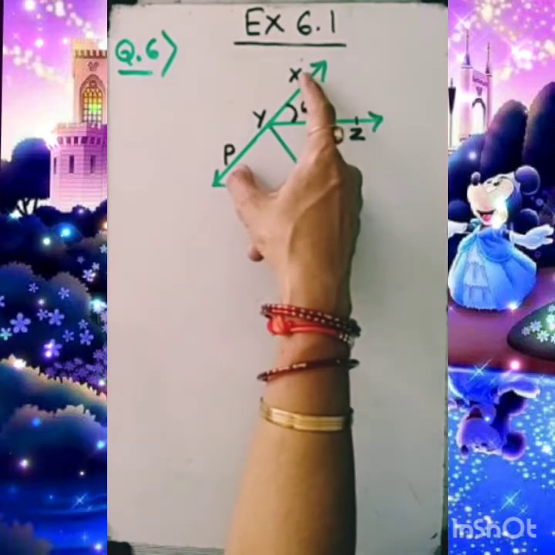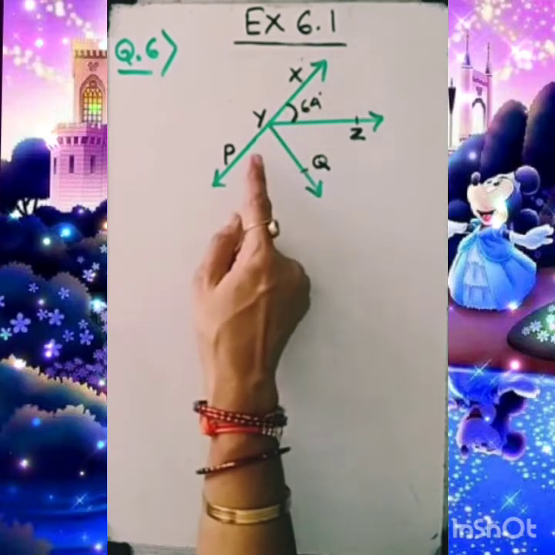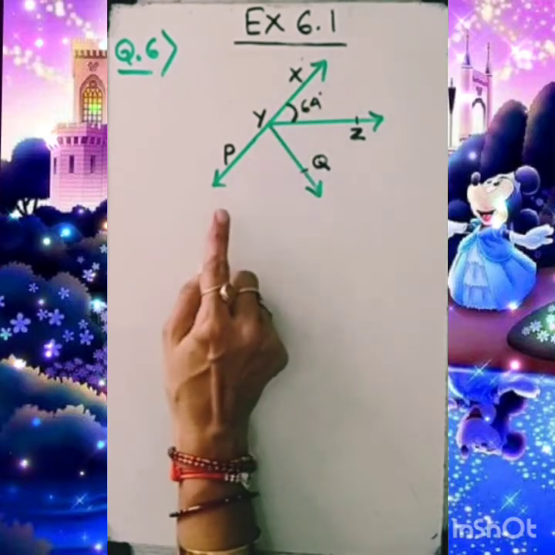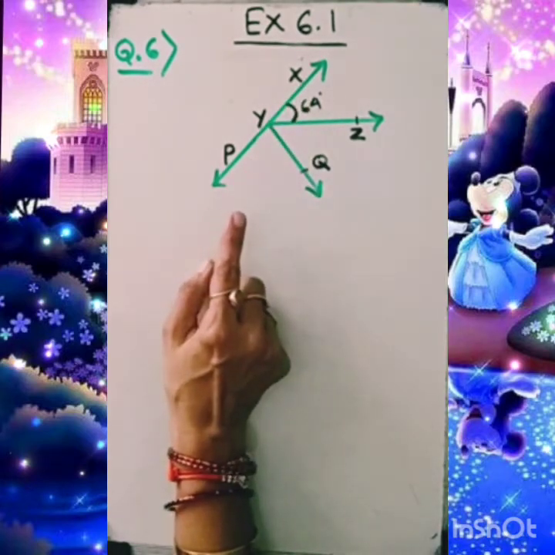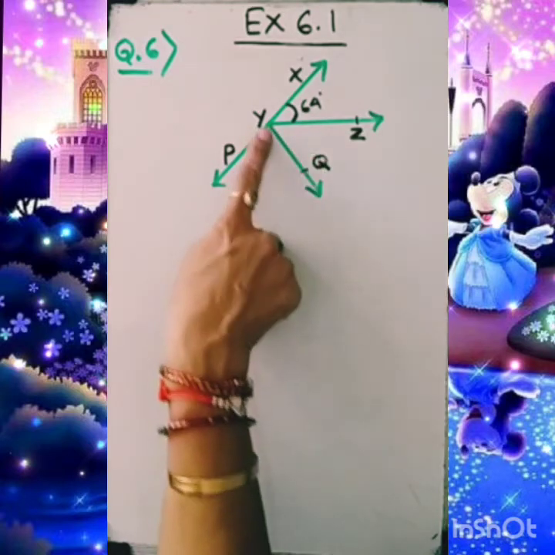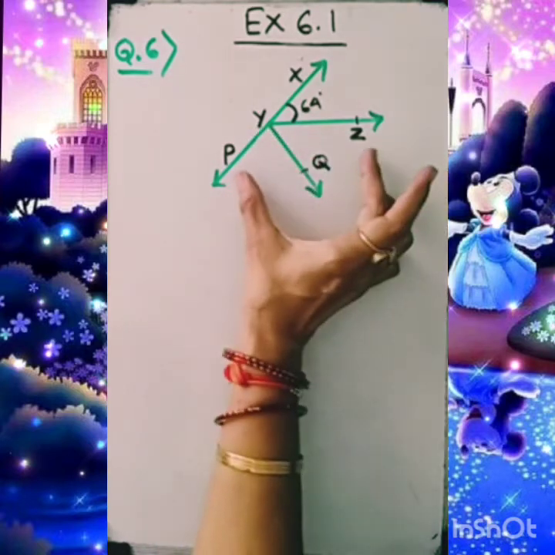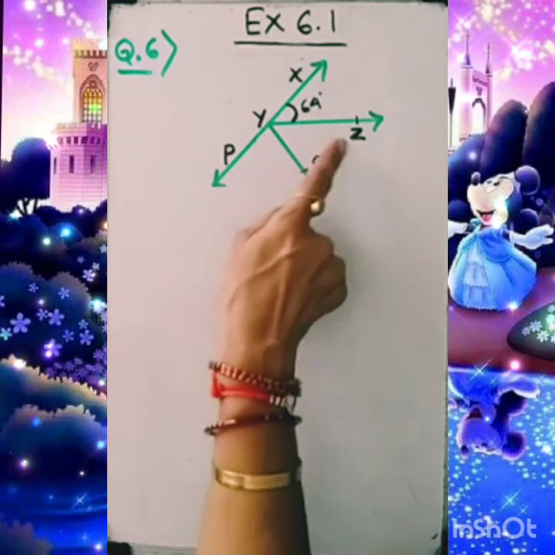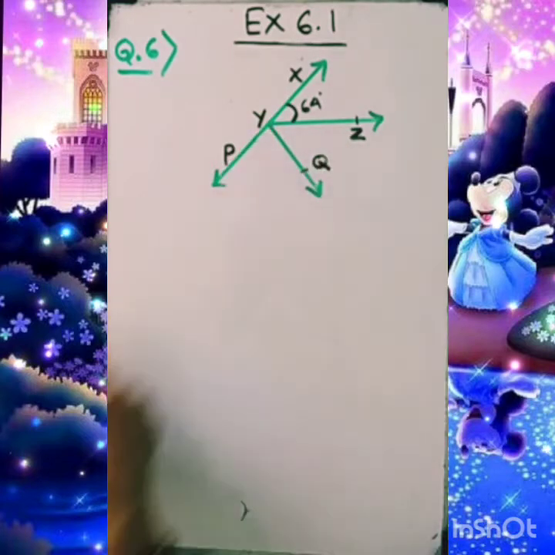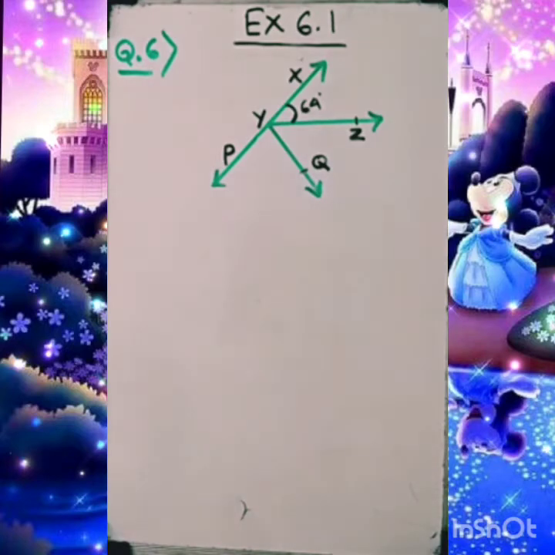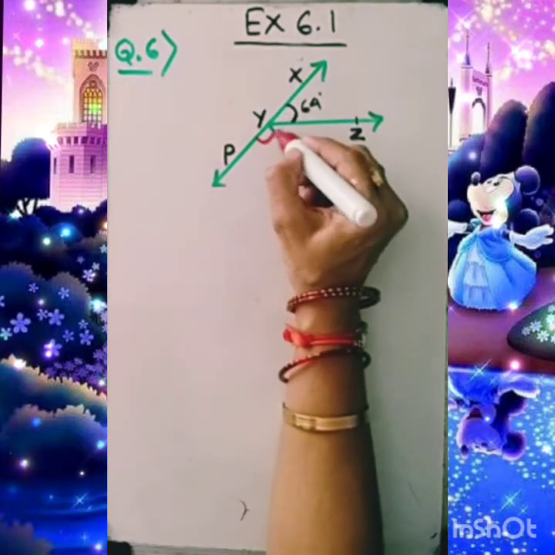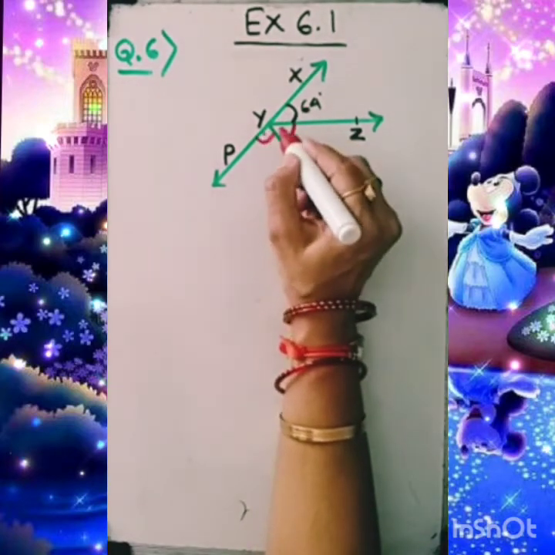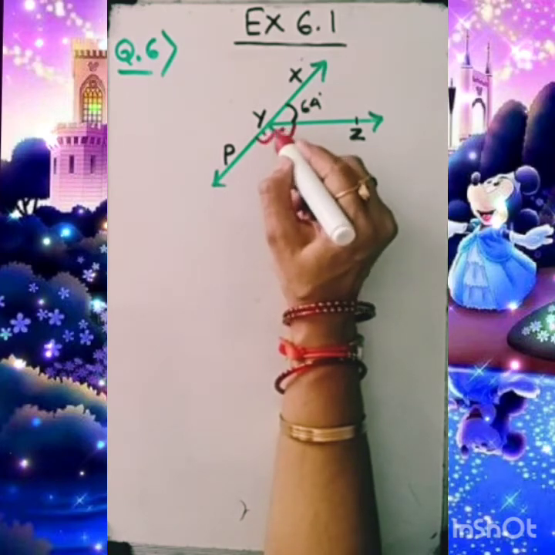Got it? This is according to the given question. And here we are given one more thing: ray YQ bisects angle ZYP. This means it is forming two equal angles here. You can see they are forming two equal angles. Bisection means dividing into two similar angles.